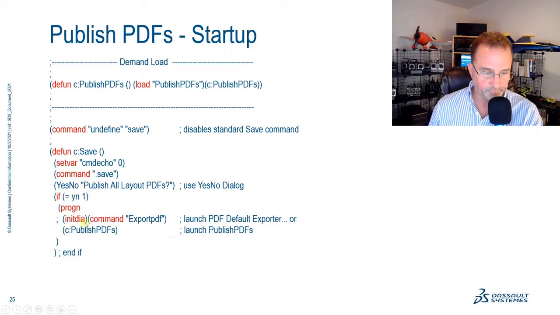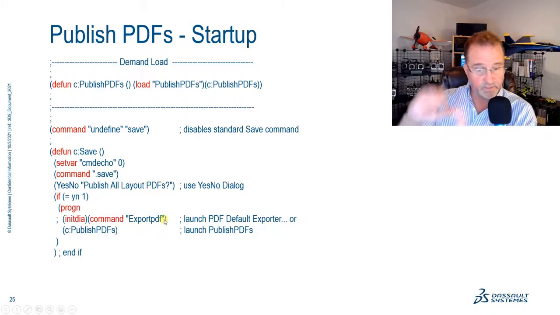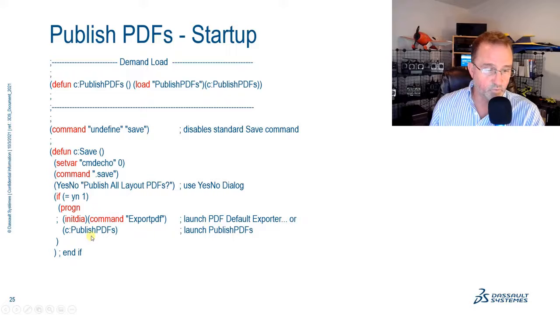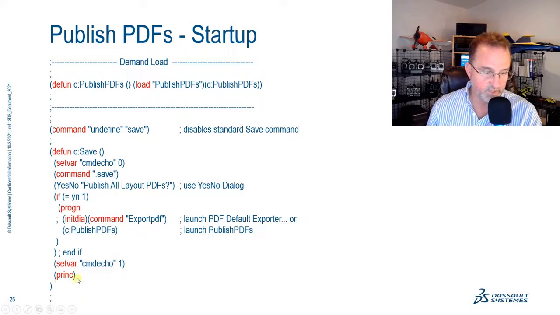I've got two choices here. I could either initialize the export PDF dialog box and have that pop up, or I can run my PDF, and simply all I have to do is use a semicolon to determine which one I want. But I could use either one of these functions here in this program, and then this ends the progn and this ends the if. And then when I'm done, I want to turn my command echoing back on. I'm going to set it back to 1, and then we use that princ like we did in the past to basically remove that little nil statement.